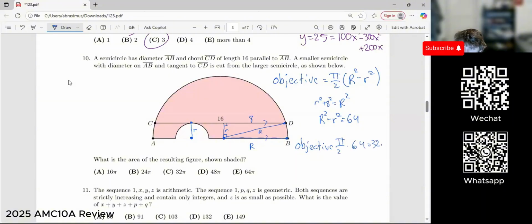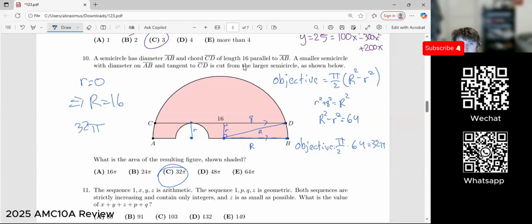equals 32 pi. Now, again, Nelson pointed out you could actually assume that little r is equal to 0, and that would force big R to be equal to 16, and we would still get 32 pi. That involves a very, yeah, but they didn't say that the chord couldn't be the diameter.